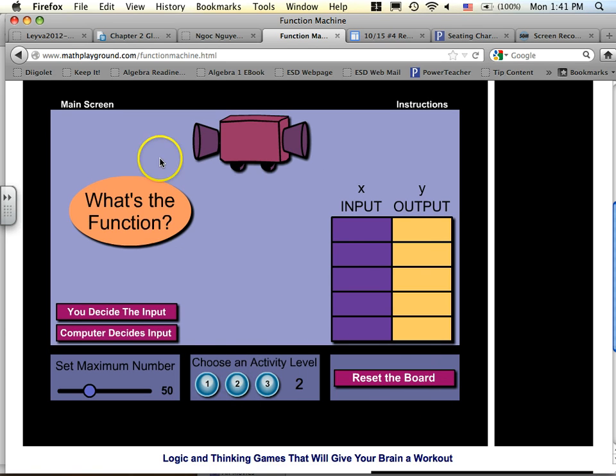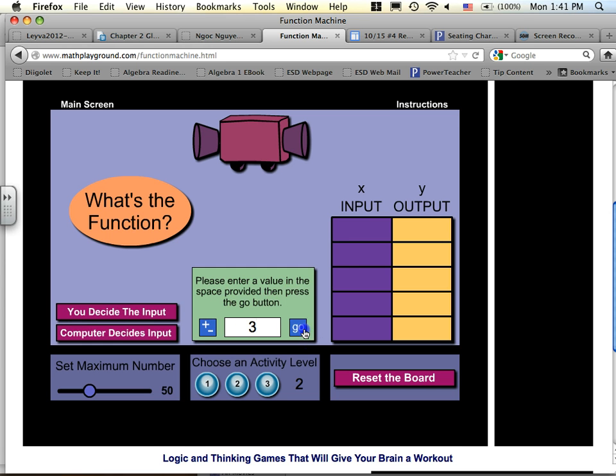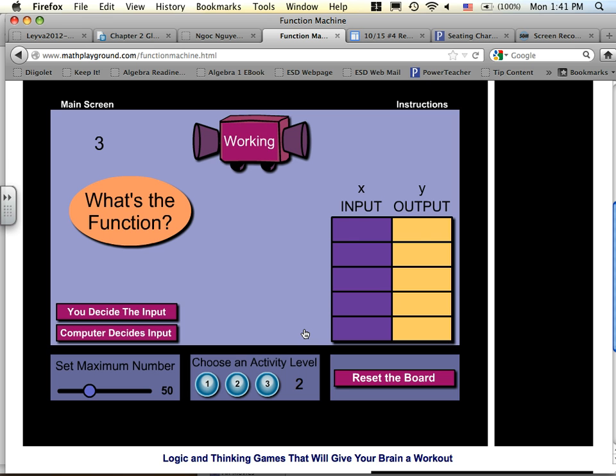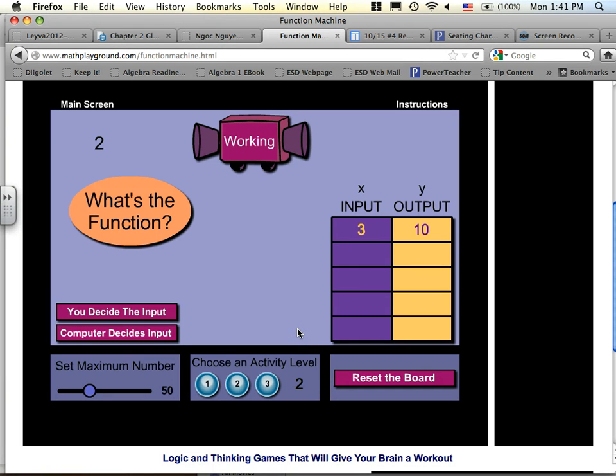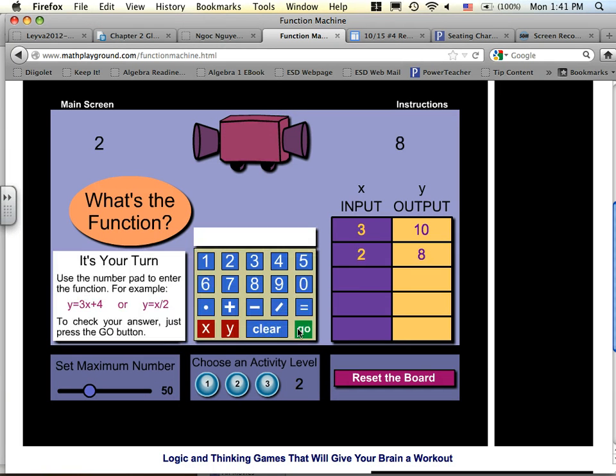Here's level 2. What do you want? What number? 3. Let's input a 3. It processes the 3, and it gives you back a 10. Okay, next one. What do you want? A 2. Okay, so you are going to put a 2. Can you predict what will happen? Not yet, right? It's not quite clear yet. Let's go ahead and process that, and it will give you back an 8.